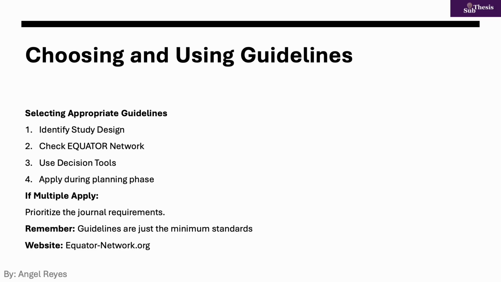That narrows options significantly. Check Equator Network. It's the central repository for reporting guidelines. They have a decision tool guiding you to appropriate guidelines based on your research type. Don't wait until writing to consult guidelines. Use them during planning. They'll remind you what information to collect.